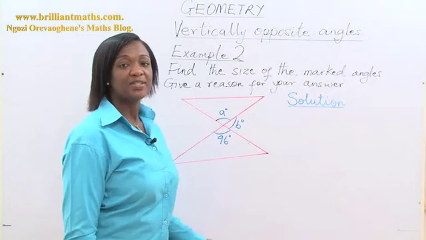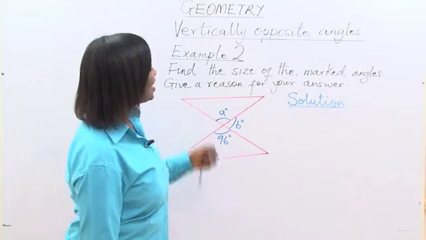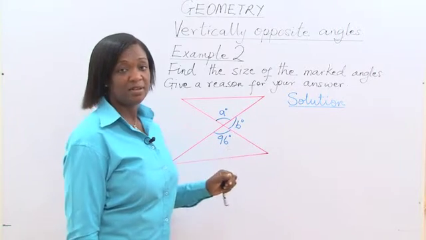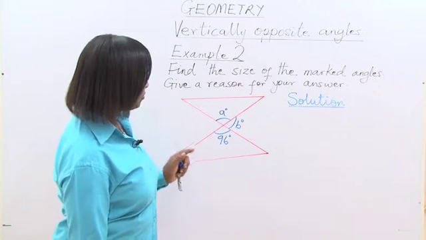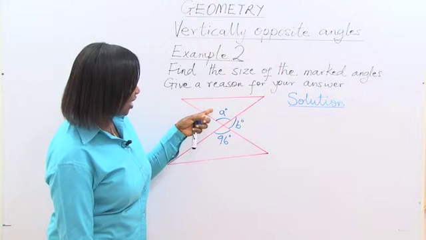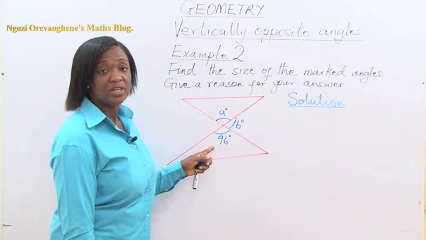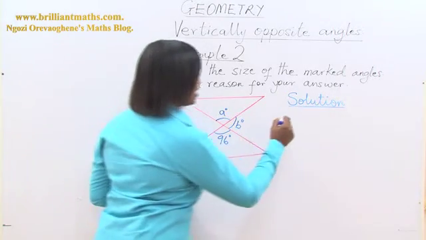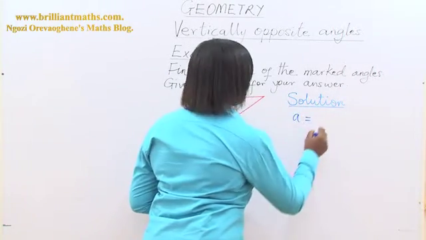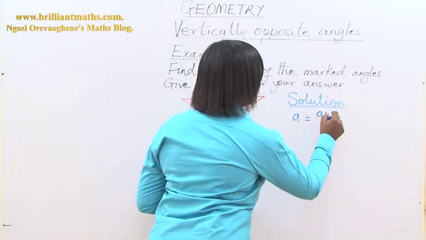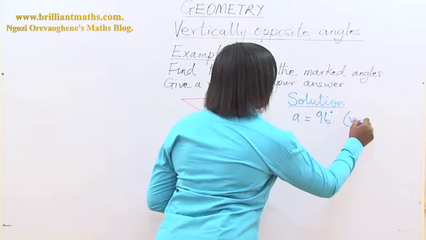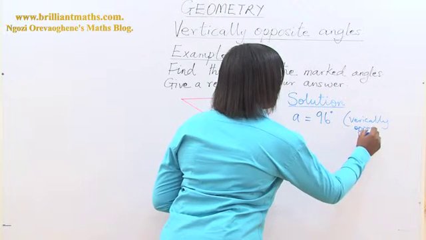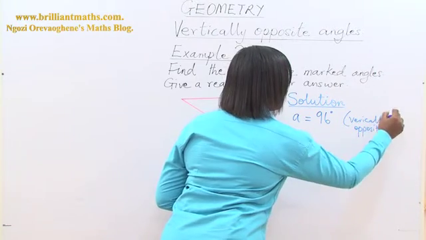Example 2. Find the size of the marked angles. Give a reason for your answer. Looking at the diagram, we can see that angle A is vertically opposite to the angle that measures 96 degrees. So we can actually say that A is equal to 96 degrees. The reason is vertically opposite angles.